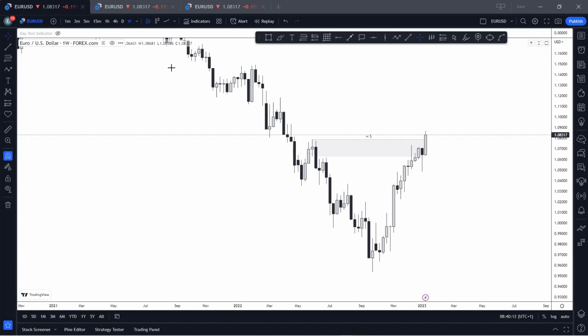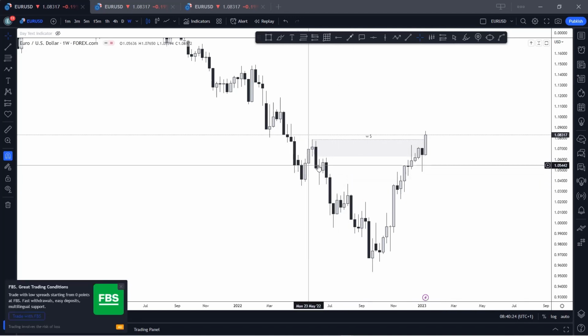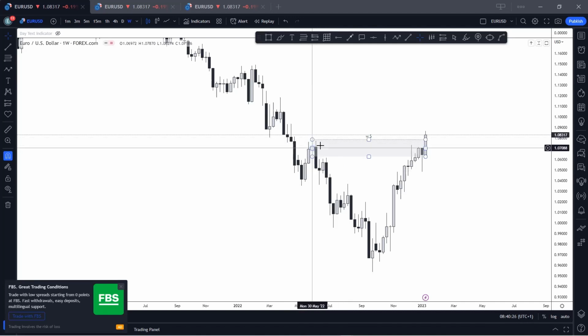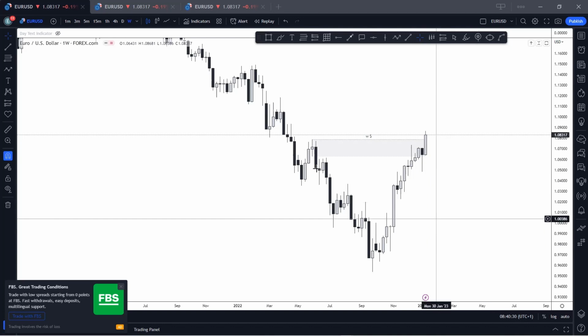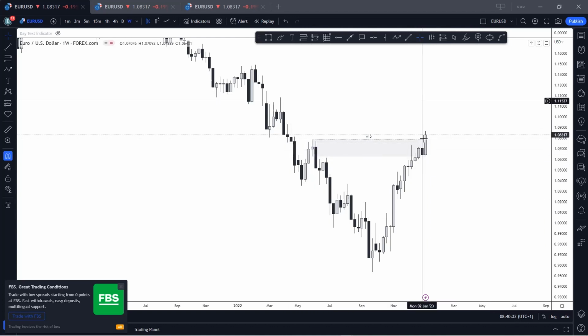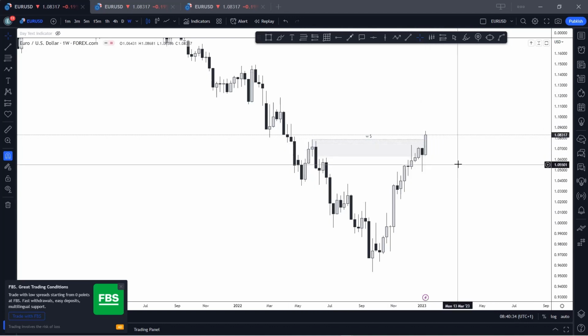So looking at the EURUSD, we are currently on the weekly time frame. If you remember from last week's forecasts, I said I was expecting price to sweep these highs and possibly continue to the downside, or we could see a break of this high and a continuation to the upside.